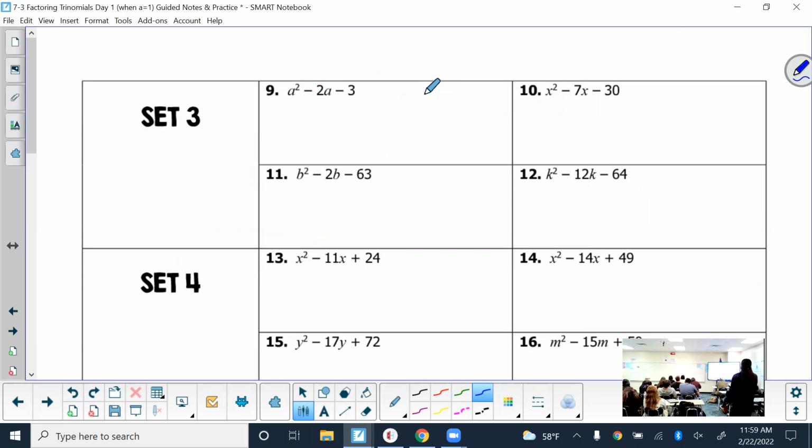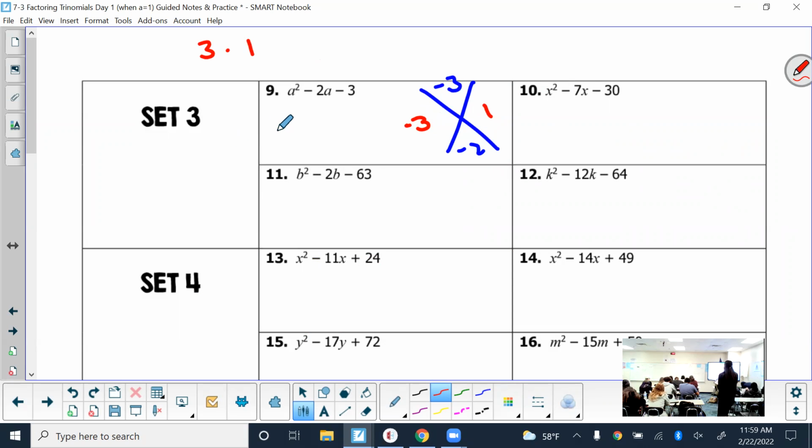So number 9, set up your diamond. What number goes on top? What number goes on the bottom? Well, 3 is a pretty easy number to work with. It's just 3 and 1 that multiply to 3. Which one needs to have a negative if we're going to add to a negative 2? The 3. All right, negative 3 plus 1 gives me negative 2. So the answer is a minus 3 and a plus 1.